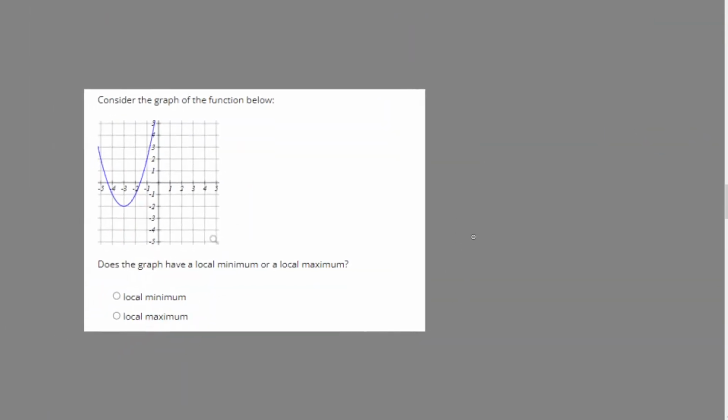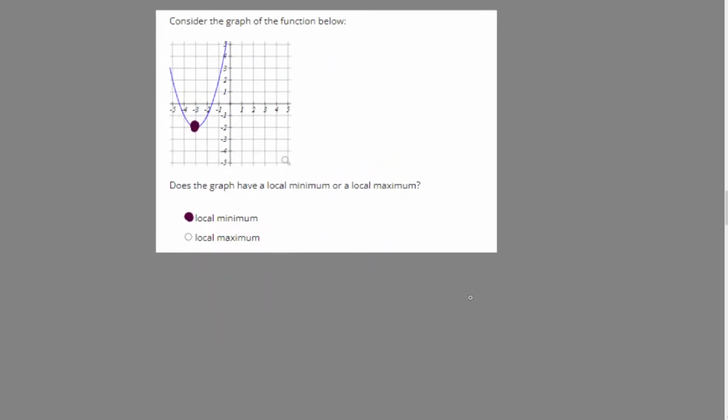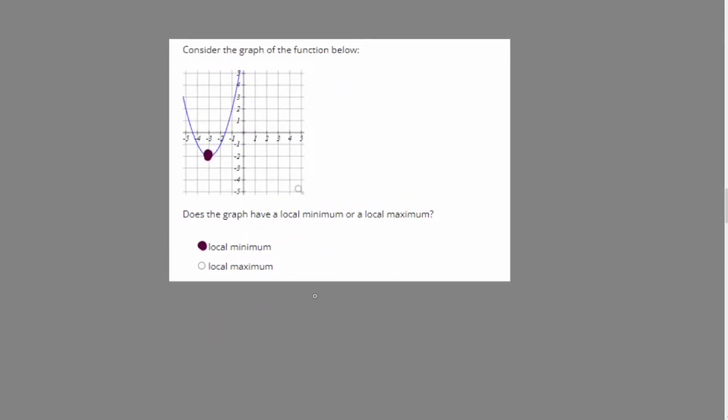Yeah. So now we can use what we learned just barely and say, and it's saying, consider the graph of the function below. Does the graph have a local minimum or a local maximum? And it looks like it has a local minimum because right here is what we're thinking. And some of them will ask for the point. I think I have some examples of that. This one doesn't. You just have to pick.